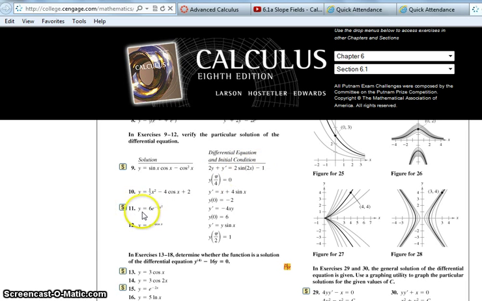If we take a look at a problem like, say, number 11 to start with: y equals 6e to the negative 2x squared, and we know that y prime is negative 4xy and y of 0 equals 6. So this is our solution, this is our differential equation. And they give us the initial condition that y of 0 equals 6, and we're to verify this.